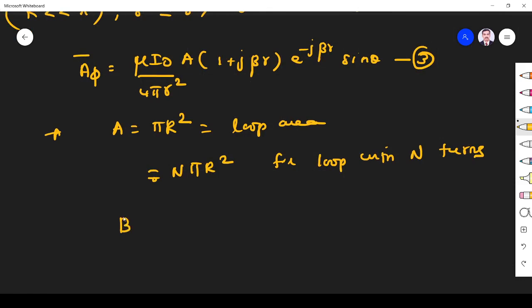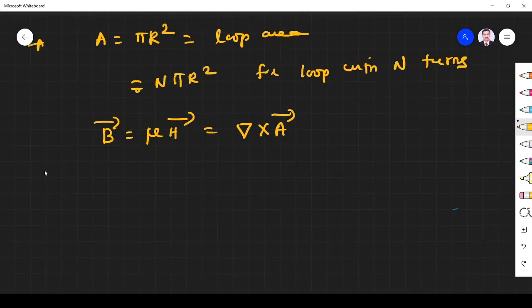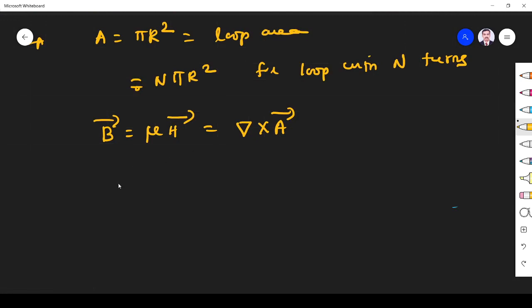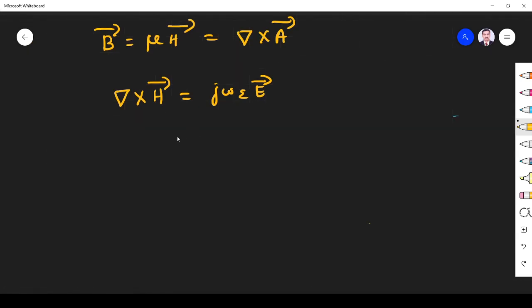We know that B, as I told already for a half-wave dipole antenna and Hertzian dipole antenna, B is equal to mu H, that is equal to del cross A. So A we know, substitute the A value, and we can get the H value and E value. This is the way we will find. And also once we find H, del cross H is equal to j omega epsilon E, Maxwell's equation. So from H you find del cross H, from that you can find the E value. So this is the process we have to follow. We followed it. If you have any doubt, please refer to my video on half-wave dipole and Hertzian dipole.